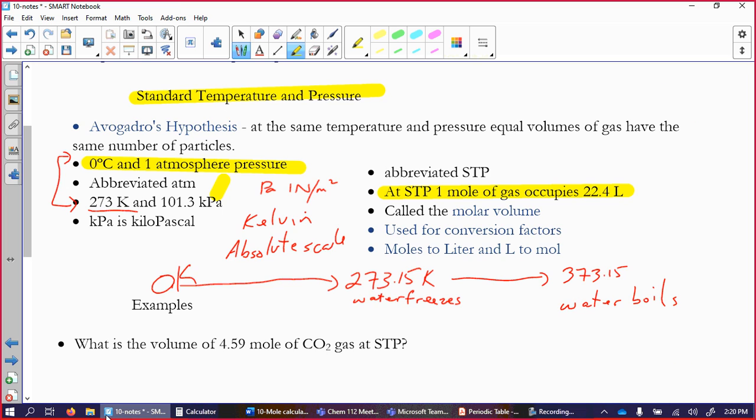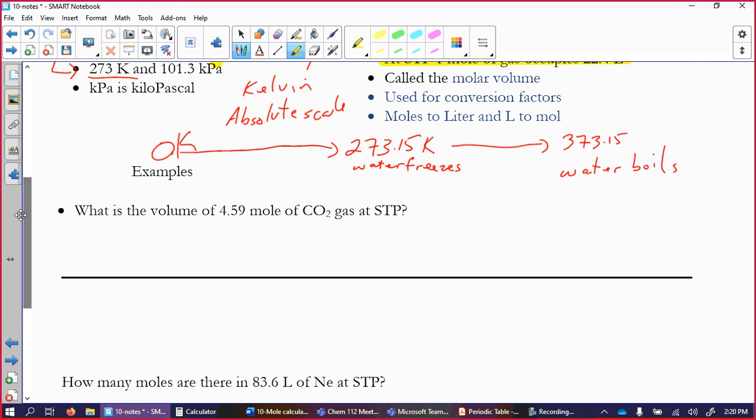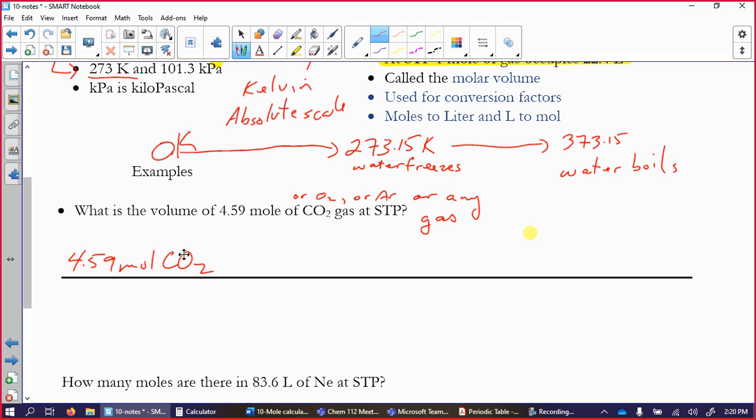Where did my notes go? So that's a whole bunch of me waving my hands. What is the volume of 4.59 moles of carbon dioxide? Or oxygen, or argon, or any gas. Doesn't matter. It could be xenon or krypton or whatever. 4.59 moles of carbon dioxide. What volume? So I want liters of carbon dioxide.